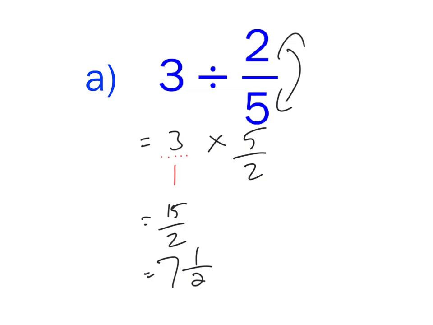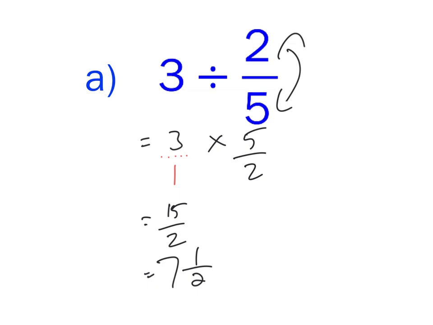Remember when we did it with pictures? What answer did we get when we did it with a picture? 7.5. So this connects the picture to that, and we see the answer is 7.5. So again, multiplying and dividing are opposite operations. So change the sign to multiplication, and then flip the second fraction. Not the first fraction, not both fractions, the second fraction. And then after you flip it, multiply.